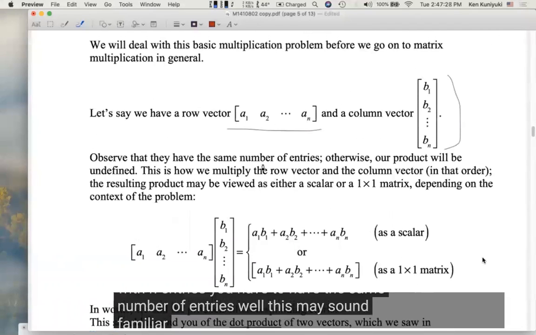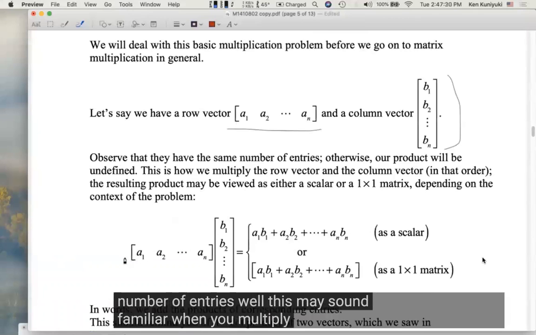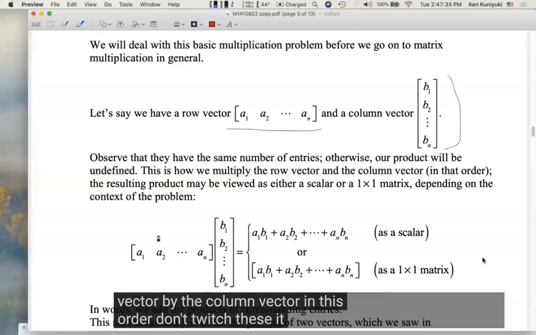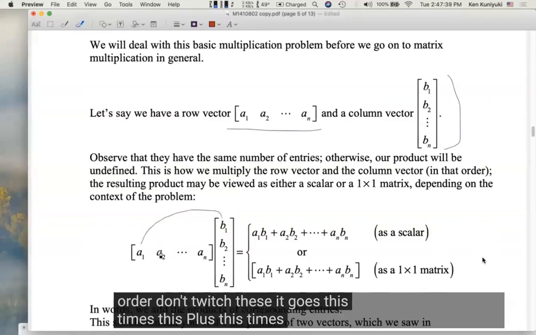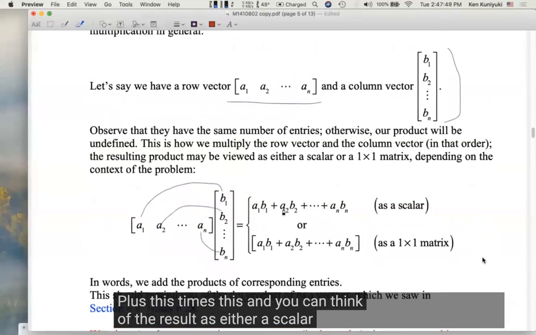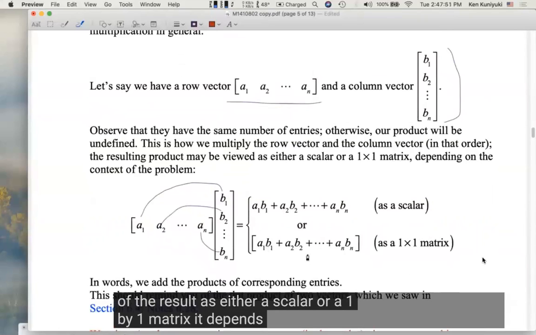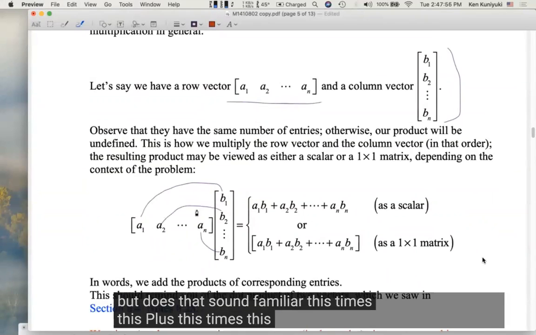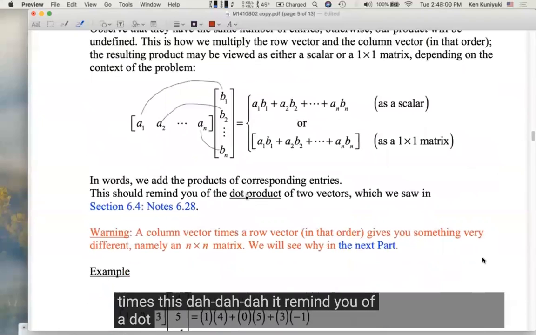Well, this may sound familiar. When you multiply the row vector by the column vector in this order, don't switch these, it goes this times this, plus this times this, plus this times this, plus this times this, plus this times this. And you can think of the result as either a scalar or a 1-by-1 matrix. It depends on the context. But does that sound familiar? It should remind you of a dot product.